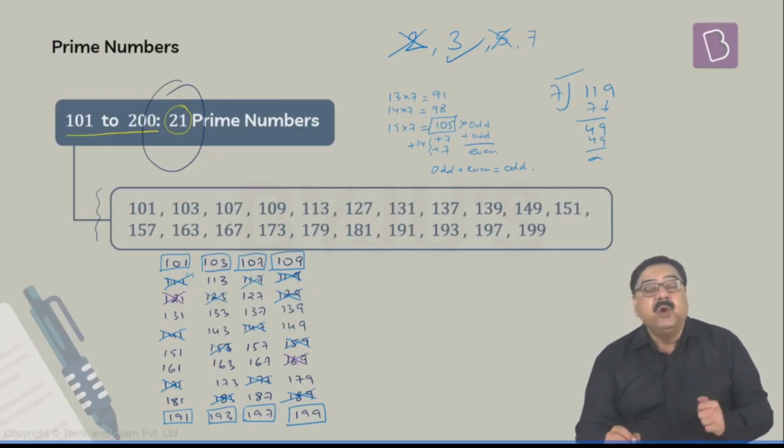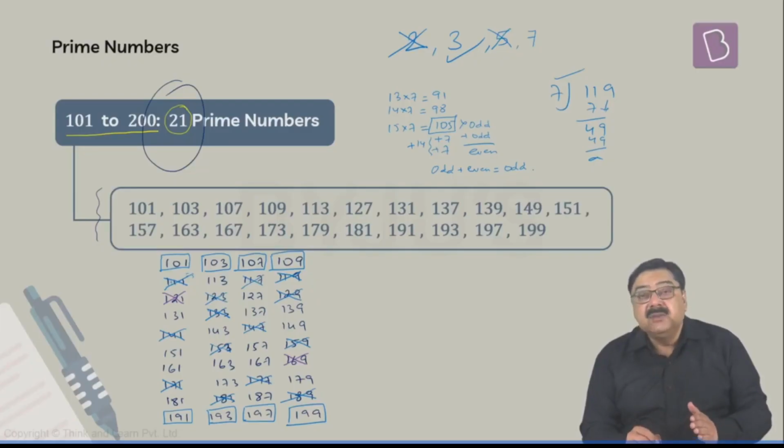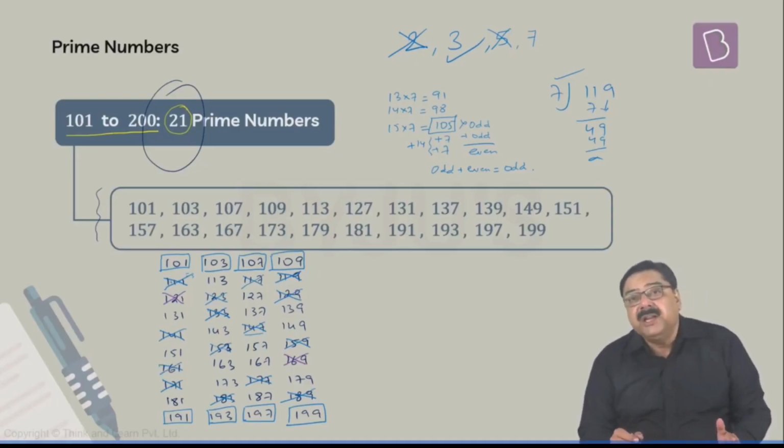Again, to 119 add 14. So it shall be 133. 133 is divisible by 7, so it cannot be a prime number. 133 plus 14 is 147, which has already been eliminated here. 147 plus 14 is 161. So let us eliminate that. 161 plus 14 is 175, which has already been eliminated. And 175 plus 14 is 189, which is again a number that has been eliminated. So we have checked for the divisibility by 7.